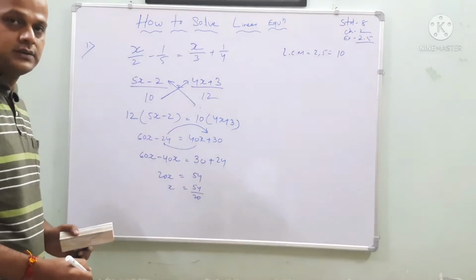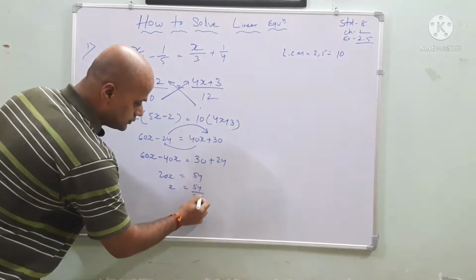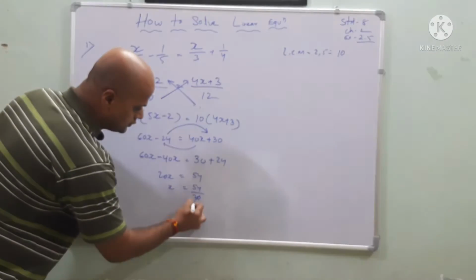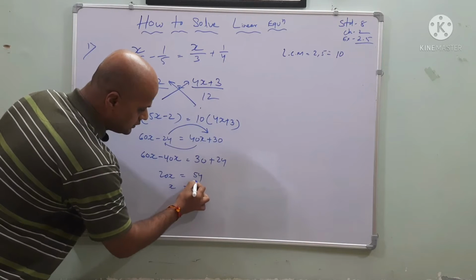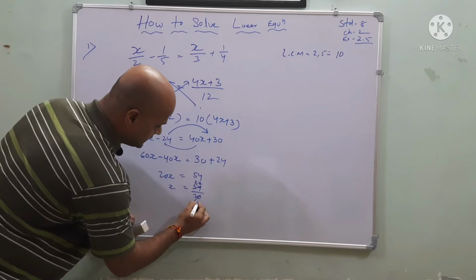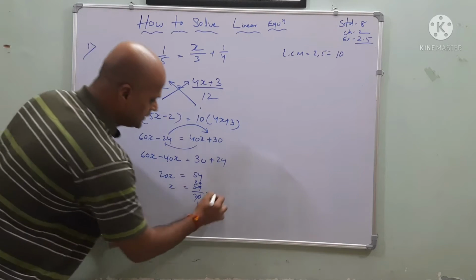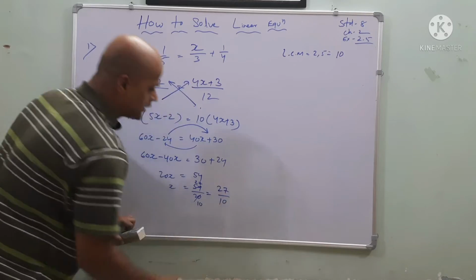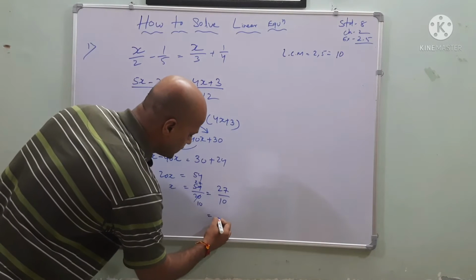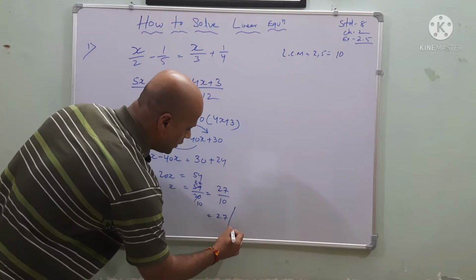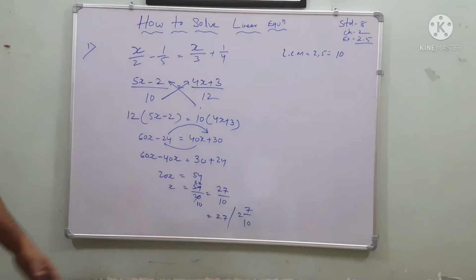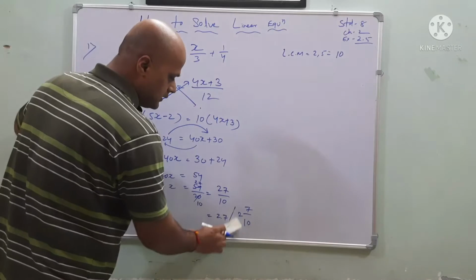Tell me how it will be reduced. Will it go by 4, or 2? Go for 2. 2 twos are 2, 2 twos are 2, 2 sevens are 27, and here 2 tens are 10. Then 27 by 10. Or you can write it as a mixed fraction or decimal, whatever you like. If you write in decimal, it is 2.7, or 2 whole 7 by 10 is the answer. Because it is in fraction form, write it in fraction form.